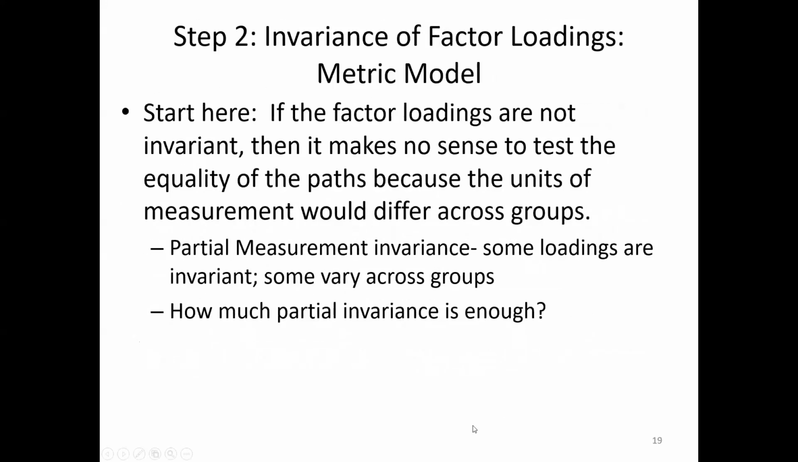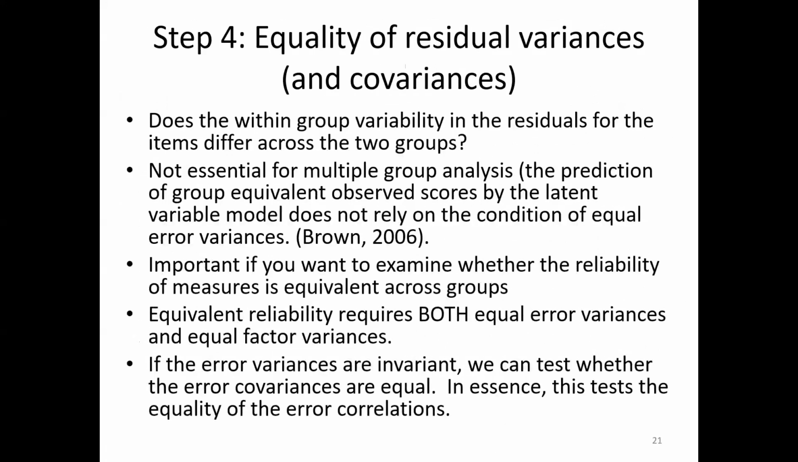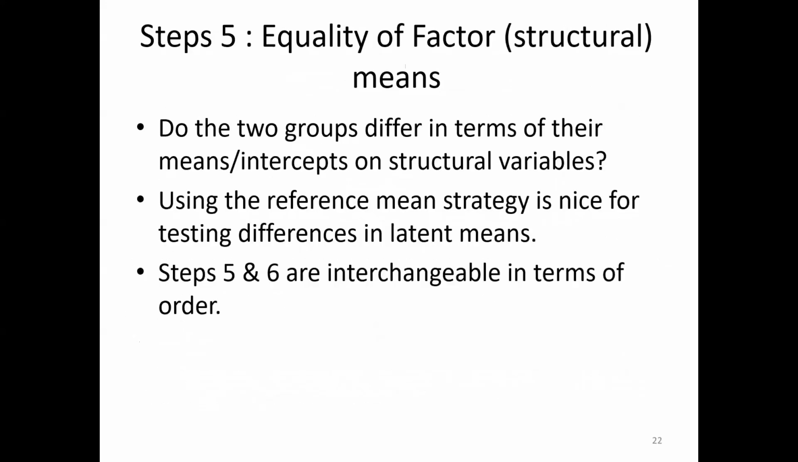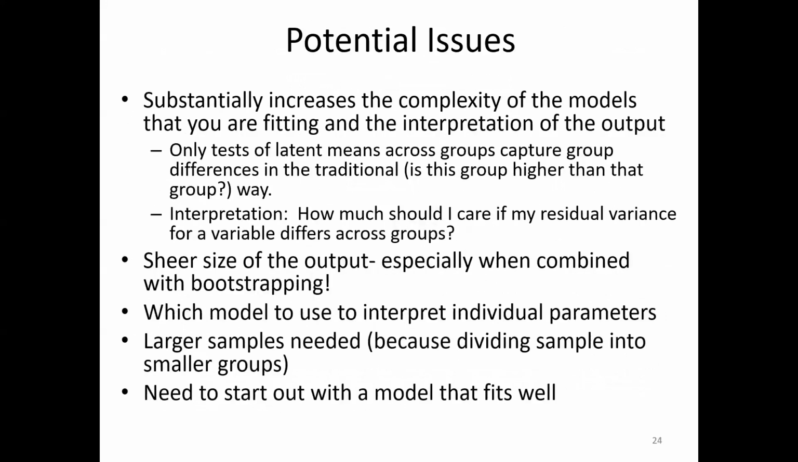All right. And again, we've talked about invariance of factor loadings. We've talked about the equality of the indicator intercepts, the scalar models. And we've talked, I think, about the equality of residual variances. I'm just looking to see if there's anything on here that I haven't said already. I feel like I've said all of this. And then again, equality of the factor means and variances are often conceptually some of the most interesting questions.